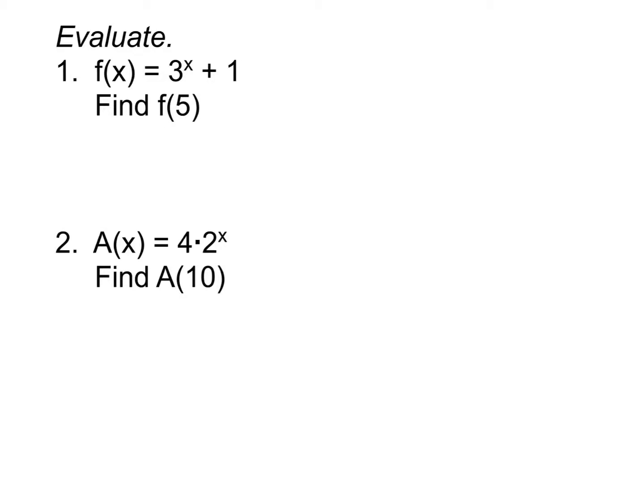So when evaluating these, notice we have the function notation. Notice in number 1 here, it's asking find f of 5. The 5 is in the parentheses, meaning that we're going to plug the 5 in for x, because x is normally in the parentheses. So first step, write out f of 5 equals 3 to the 5th plus 1. We're just replacing the x with the 5.